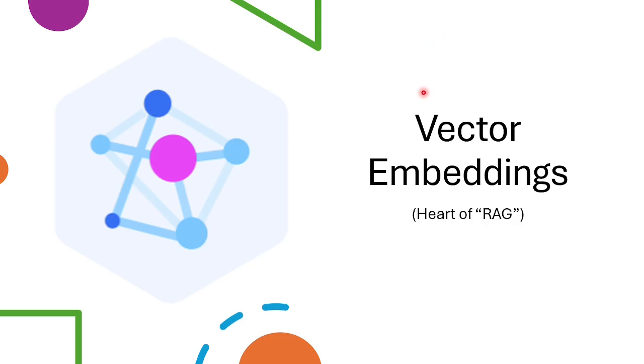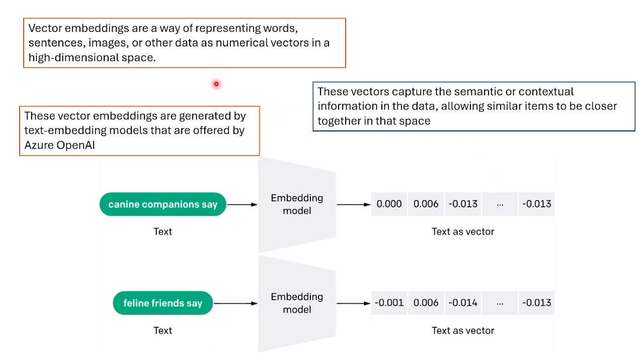So with this video, we're going to be discussing what exactly vector embeddings are and how they form the hard part of RAG, where RAG stands for Retrieval Augmented Generation. Vector embeddings are a way of representing words, sentences, images, or other data as numerical vectors in a high dimensional space. And this dimensional space could be as high as 1,000 plus dimensions.